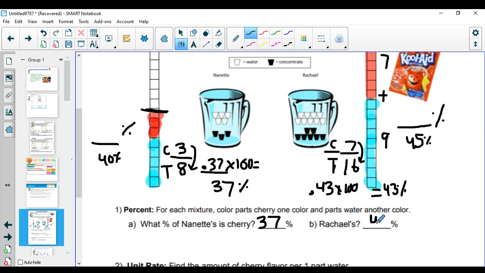All right, so if Rachel's is 43% cherry, and Annette's is 37%, Rachel's is a higher percent cherry, so that's going to have a stronger cherry taste, isn't it? All right, so that's one strategy, but just make sure if you use that strategy that you really do that part to whole.